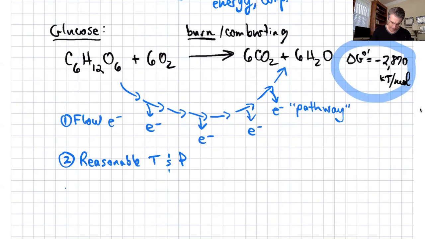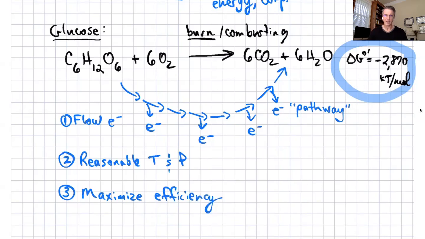Third reason, and this is a biggie, is by using a series of more incremental steps, you can maximize the efficiency. Remember, the big name of the game here is we want to get this energy back out so we can do useful stuff with it. If it all blows off, or most of it blows off as heat that we can't recover, then we're at a major selective disadvantage in terms of the competition for life.